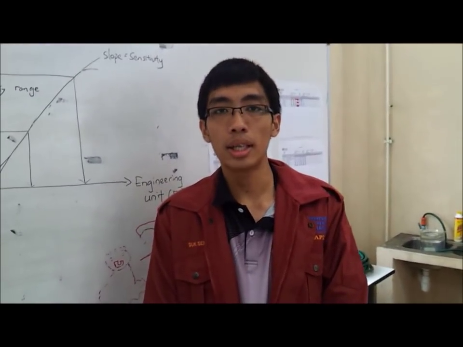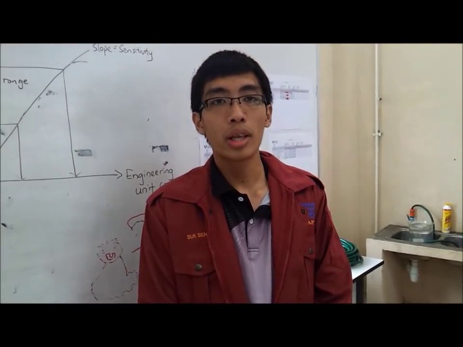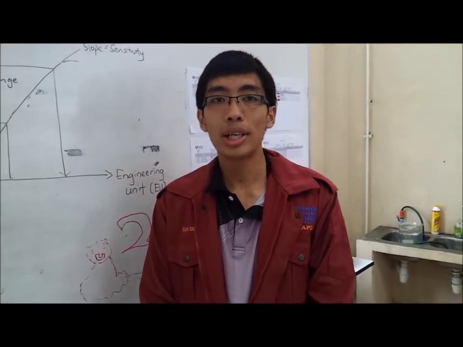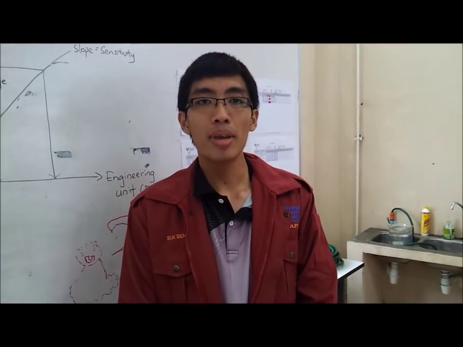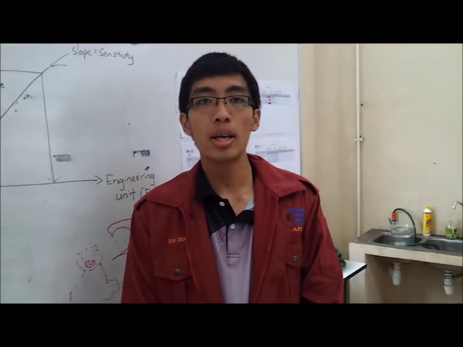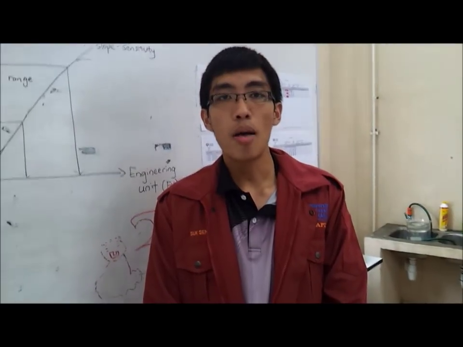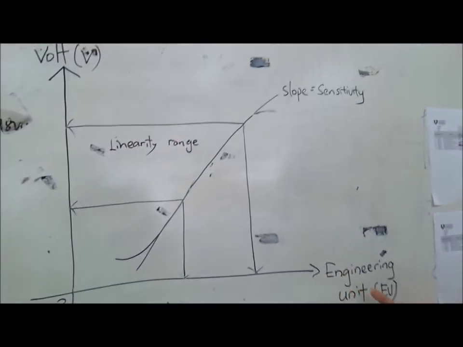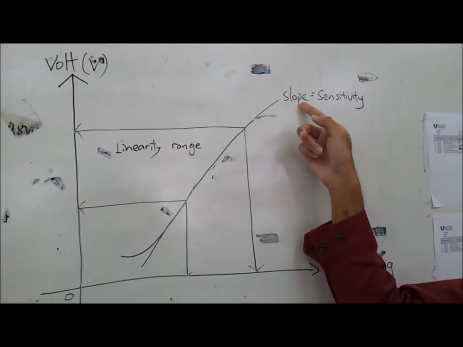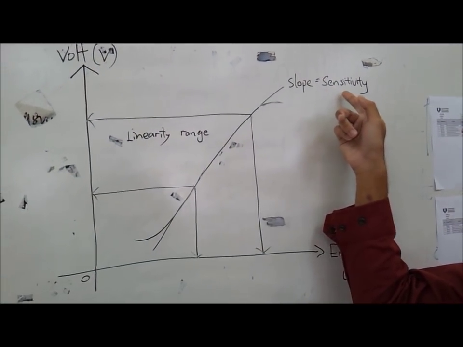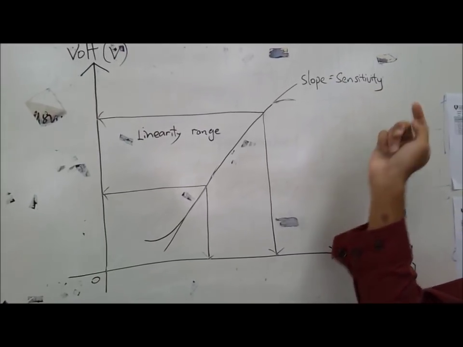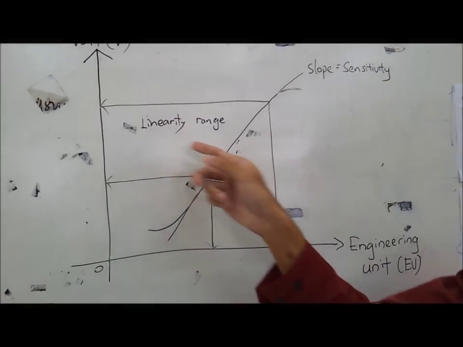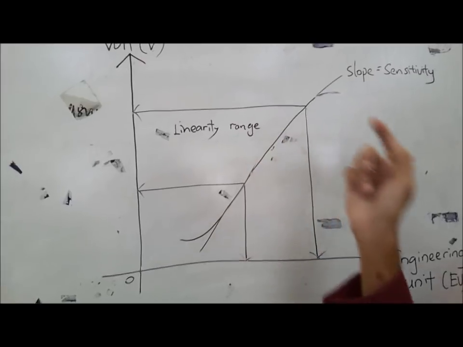Sensitivity of the sensor is defined as the slope of the output characteristic curve. Generally, it is the minimum input of the physical parameter that produces a detectable output change. This is the curve plotted against the engineering unit. This slope is equal to the sensitivity when operating within the linearity range.